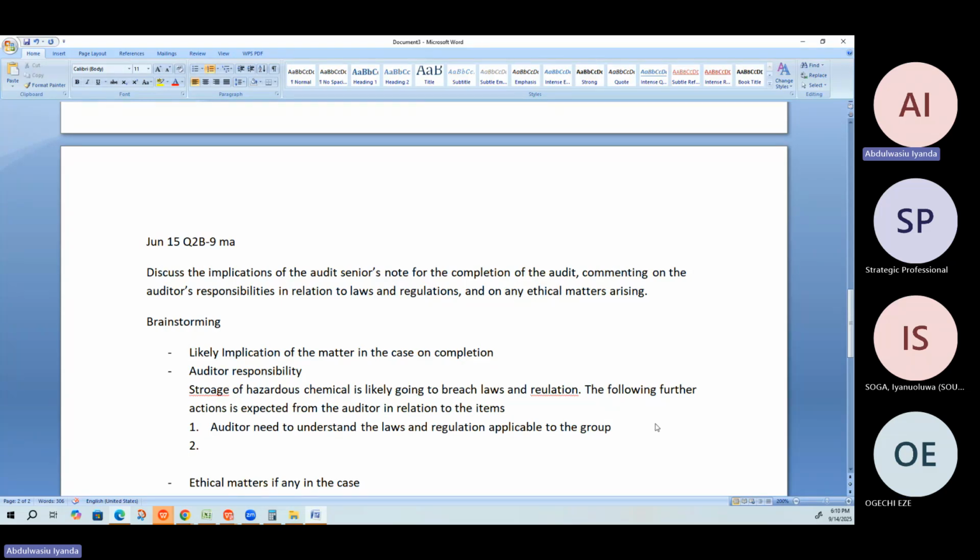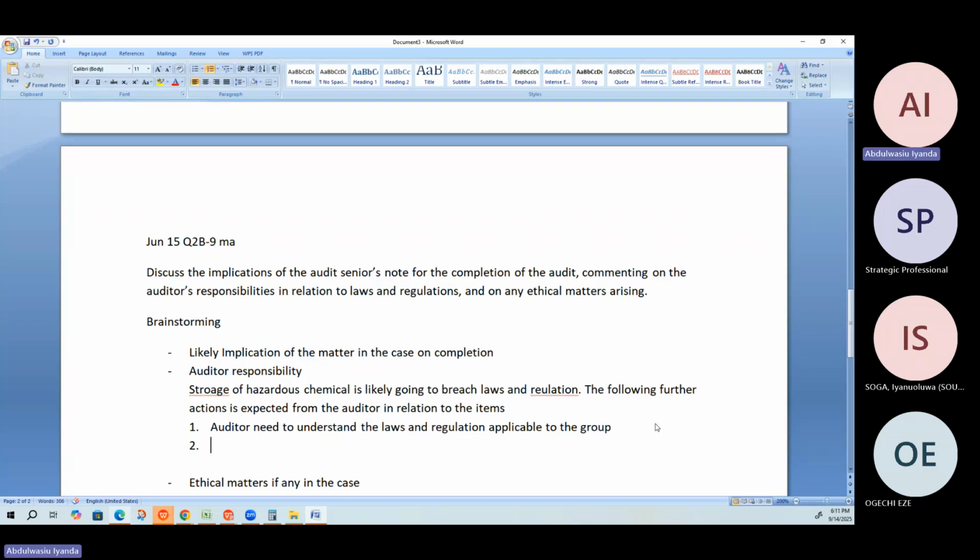Even before, because sometimes when you are doing something in audit, try as much as possible to arrange it in a proper way. I need to understand the law before I can even seek legal advice. I need to first of all understand it.